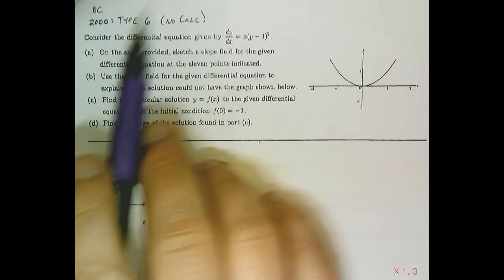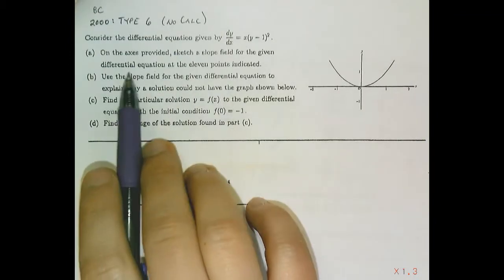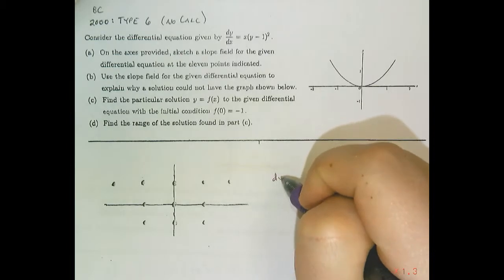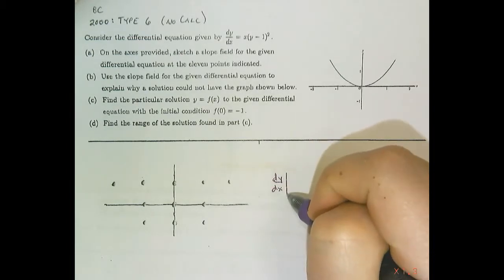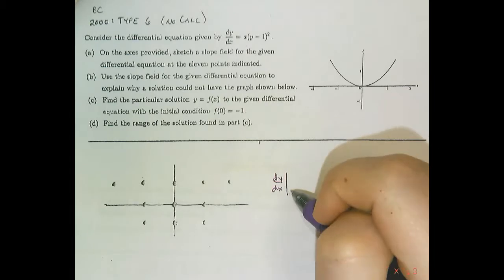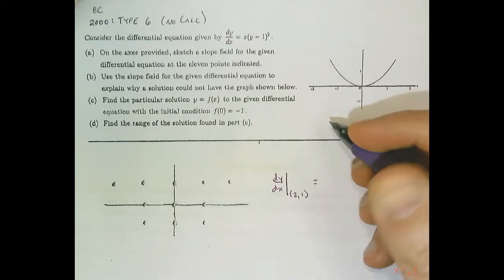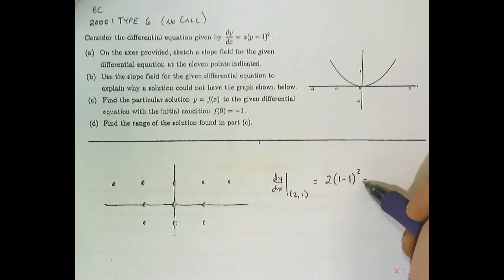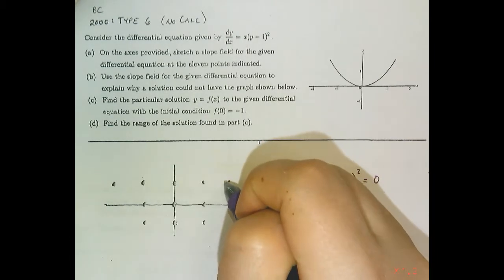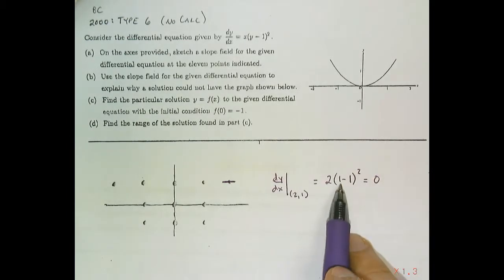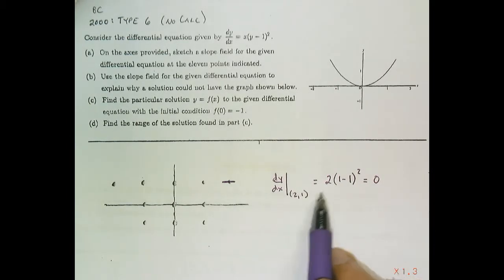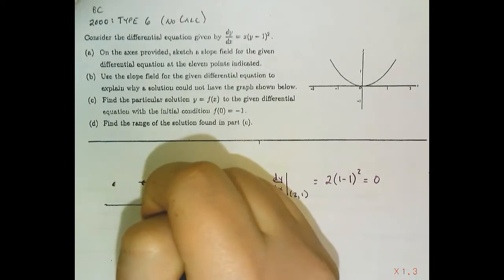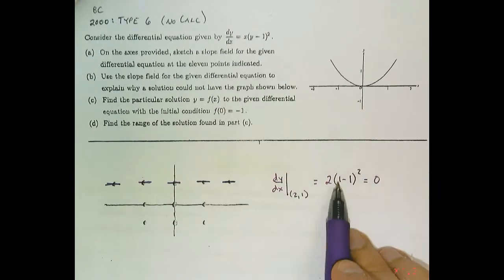So let's get started. On the axis provided, sketch a slope field for the given differential equation at the 11 points indicated. So this is a case where we are evaluating the slope at a given point, for example, 2, 1. This means we stick 2 in for x and 1 in for y, and we get a slope of 0. So at this location, we draw a slope of 0. In fact, all locations where y is 1, we're going to get a slope of 0. So we can go ahead and draw that for all of the locations where y is 1.